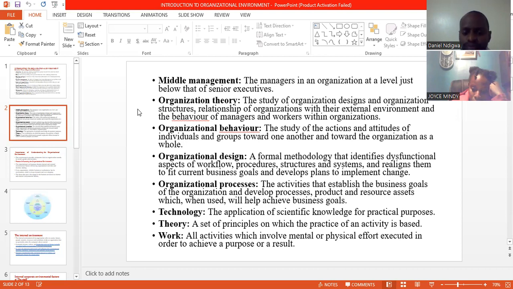Then we have technology. This is the application of scientific knowledge for practical purpose. So you can apply scientific knowledge, for example, the use of Microsoft or the use of systems like the e-procurement system, other systems like the Oracle ERP system, the material requirement planning systems. Very important. Then a theory is a set of principles on which the practice of an activity is based. So here we are basing a practice of an activity.